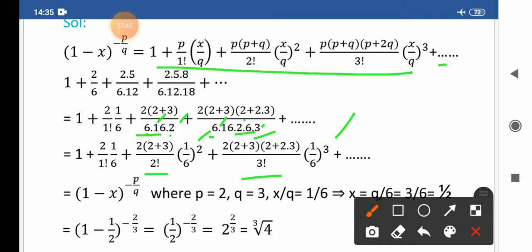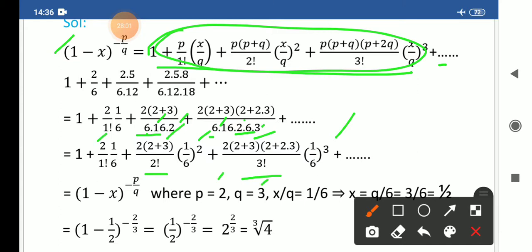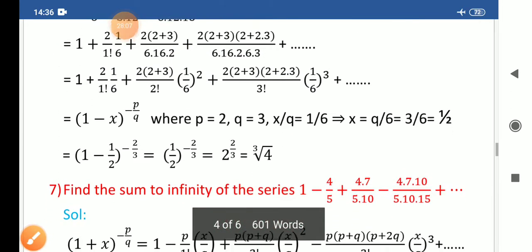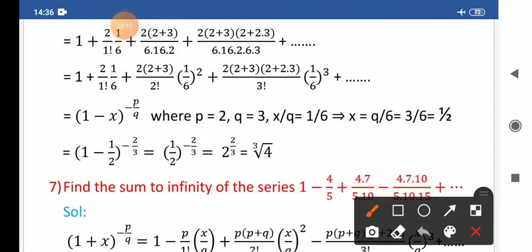The formula is 1 minus x power minus p by q. Minus into minus is plus; here all terms are plus, so plus into plus. 1 minus x power minus p by q. Here what is p? P is equal to 2. Q is equal to 3. X by q is 1 by 6. From this, what is x? X by q is equal to 1 by 6, so x is equal to q by 6. Q is equal to 3, so 3 by 6, that is equal to 1 by 2.